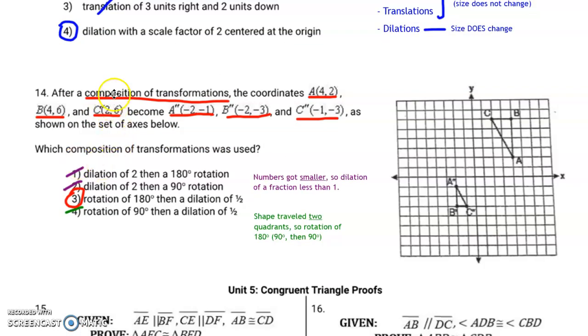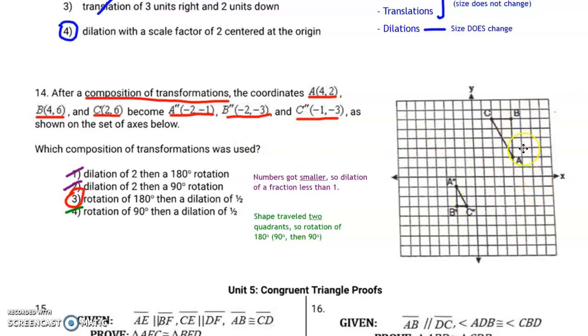For question 14, after a composition of transformations, which is 2 or more transformations, usually on the geometry regions, a composition will mean only 2 transformations. These coordinates turn into these coordinates. You can see the 2 primes here. We call this A double prime, B double prime, and C double prime. That means that these have been transformed twice, not just once. So we're asked to figure out which composition of transformations was used. And we have this handy graph to help us.